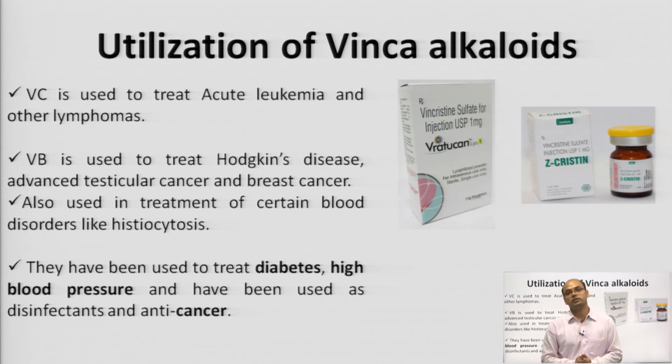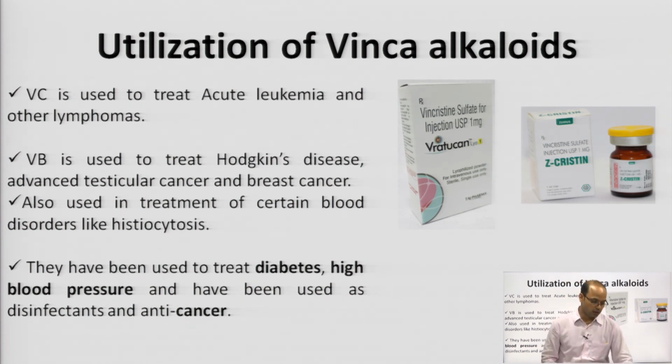Also these Vinca alkaloids are used in the treatment of certain kinds of blood disorders like histiocytosis. Also, as we have seen in the very first slide, these Vinca alkaloids are being used in a variety of diseases apart from the anti-cancer use. It is also used to treat diabetes, hypertension, high blood pressure, and it is also used as a disinfectant. So in this way you can utilize your Vinca alkaloids.